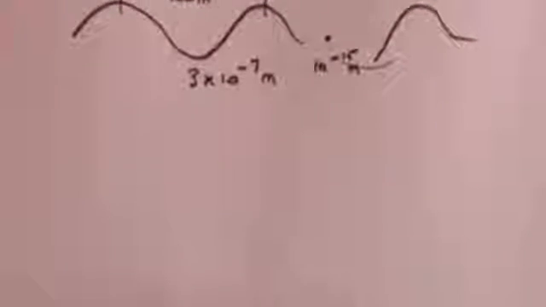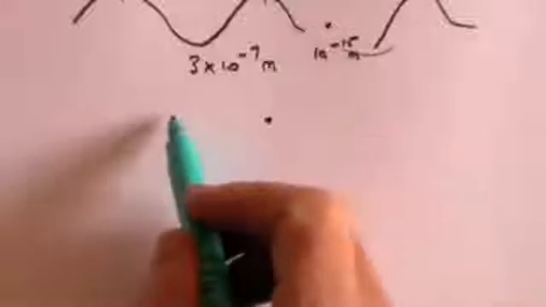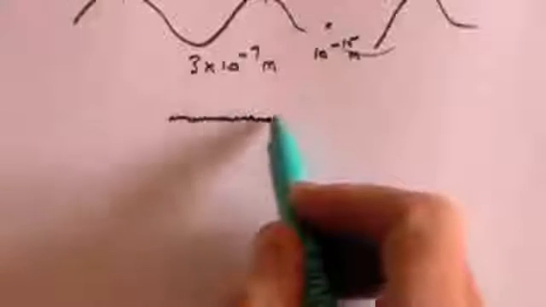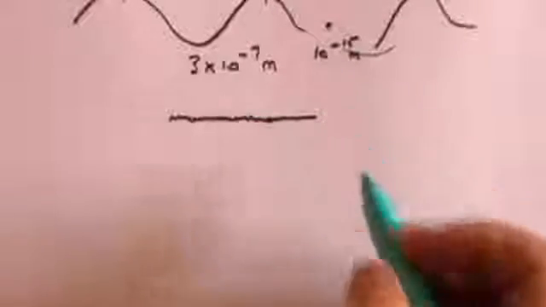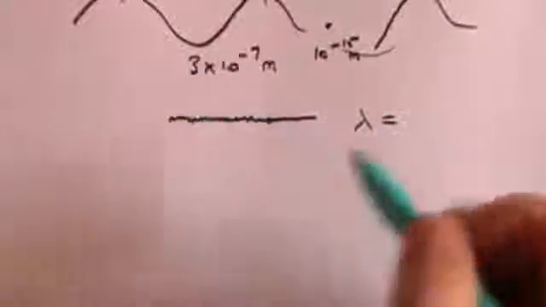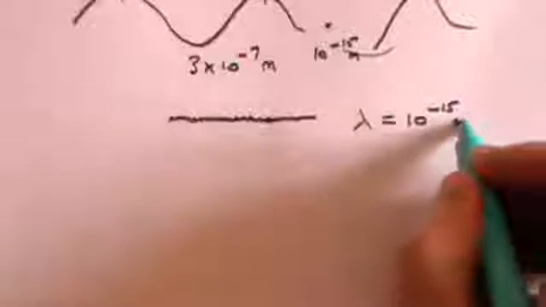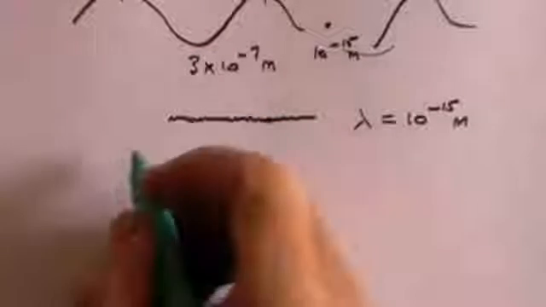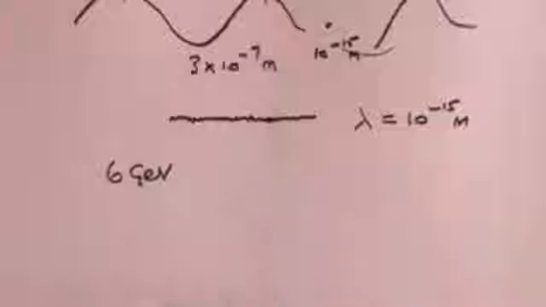If you want to look at a nucleus, you're going to need a beam that has a wavelength which is of the same order as the size of the nucleus. And that means you're going to need a wavelength not of 3 times 10 to the minus 7 meters, but something of the order of 10 to the minus 15 meters to be comparable with the size of the nucleus. The Stanford Linear Accelerator can produce an electron beam of 6 GeV. How then does that help?